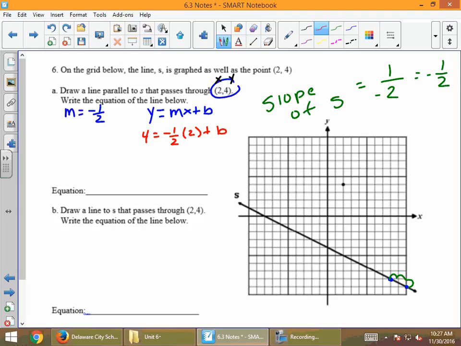Okay. We want it to be parallel to S, so find the slope of S. We found the slope is negative 1/2. That means it's going to have the same slope. Take your point, plug it in, and then just solve for b. What's negative 1/2 times 2? Negative 1.